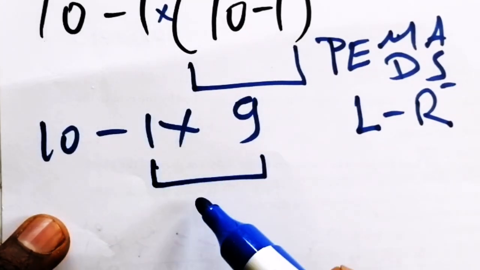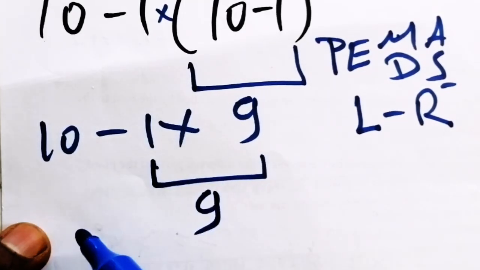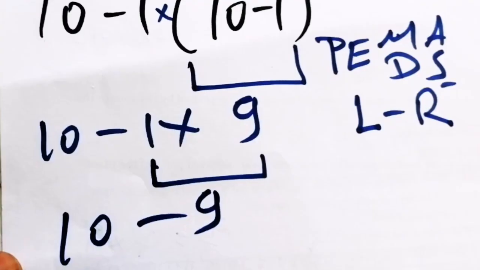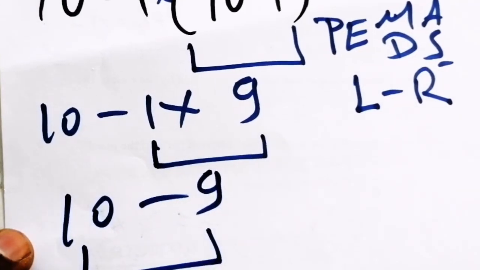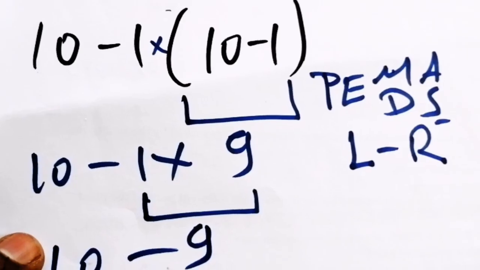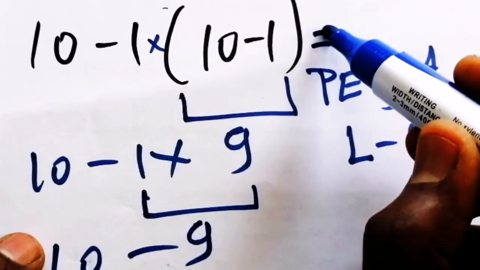1 times 9 gives us 9. Then 10 minus 9 is just 1. This is the correct answer of this problem. Therefore the correct answer is 1.